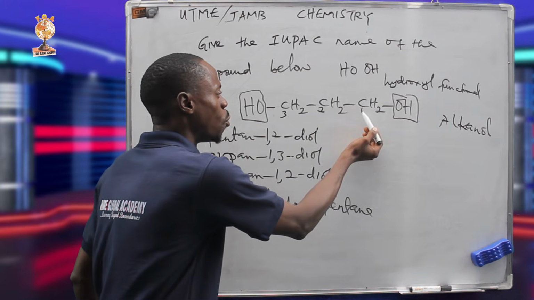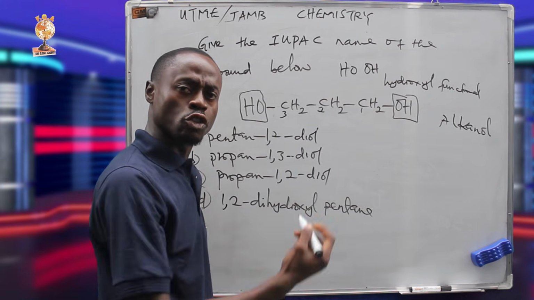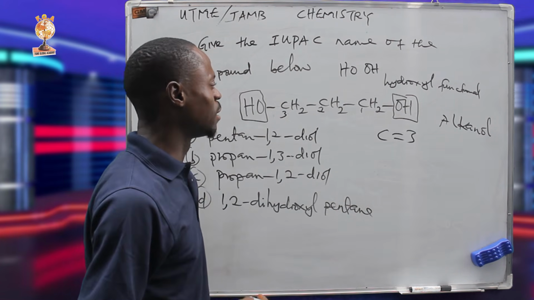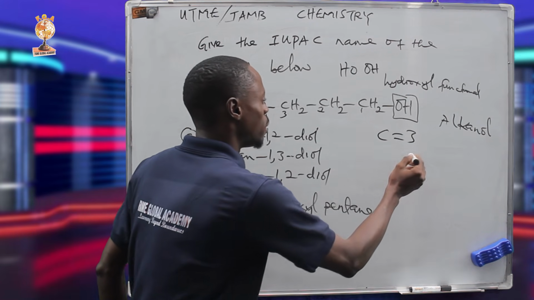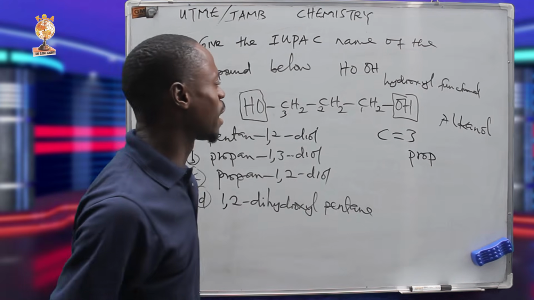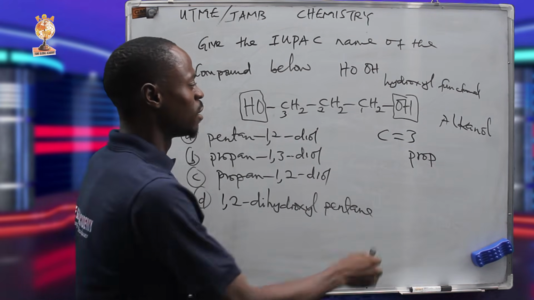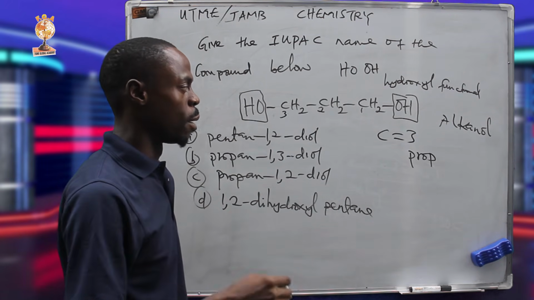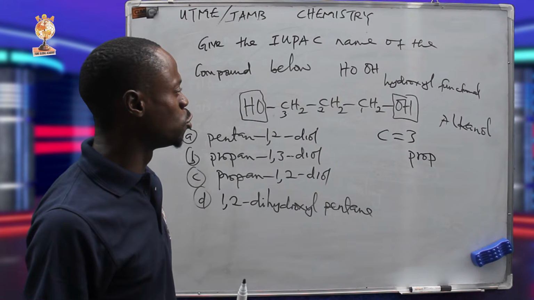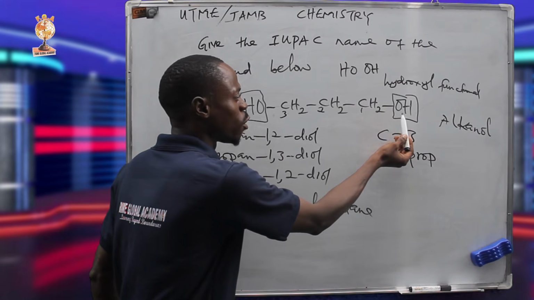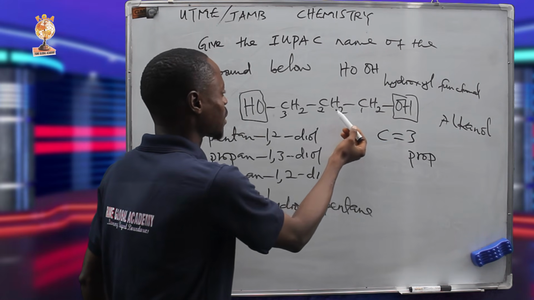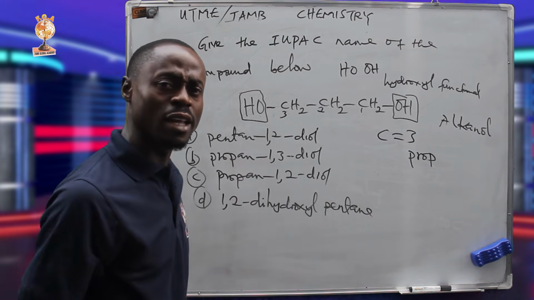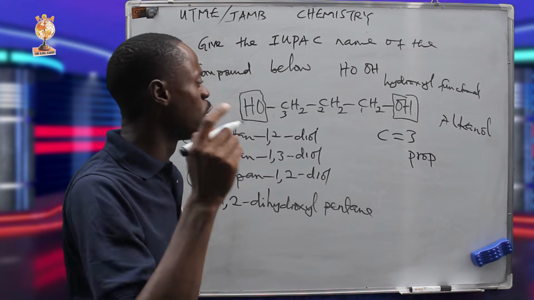So we have carbon atoms 1, 2, 3. So this structure has three carbon atoms, and the name for three carbon atoms is prop. We call it prop. And again, what you should be able to find out is that this prop is a member of the alkanol family. Then the next thing you have to do is, at carbon atom 1, we have the hydroxy functional group, and at carbon atom 3, we have another hydroxy functional group. So it simply means that we have two hydroxy functional groups.